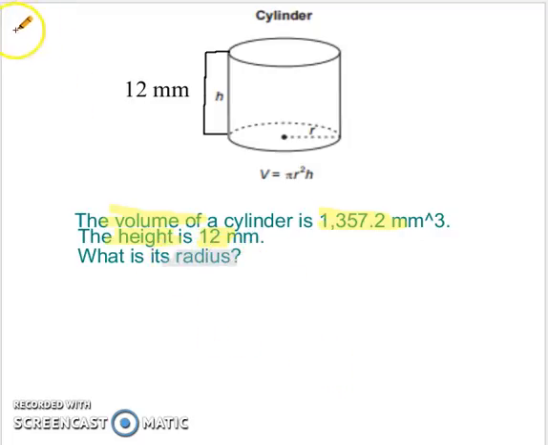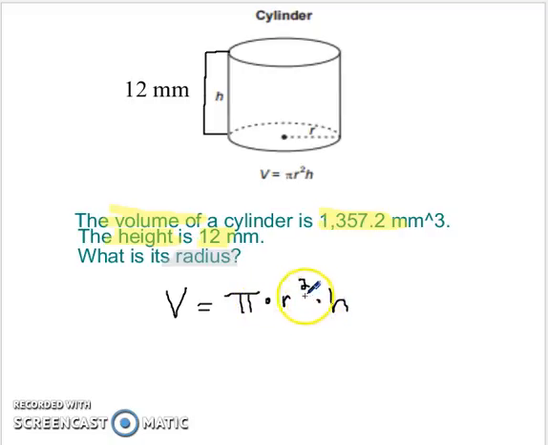Okay, so the first thing you want to do is write the formula down. The volume equals pi times the radius squared times the height. Where did I get that formula from? Right here. Volume equals pi r squared h. When you see a symbol next to a letter, it means multiply. So I put little multiplication signs in there.